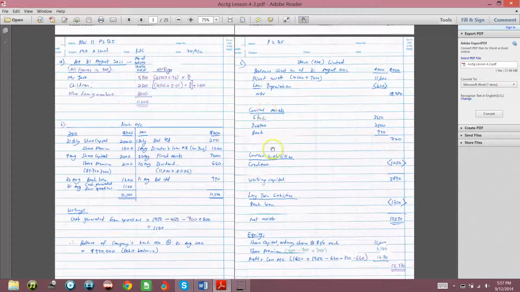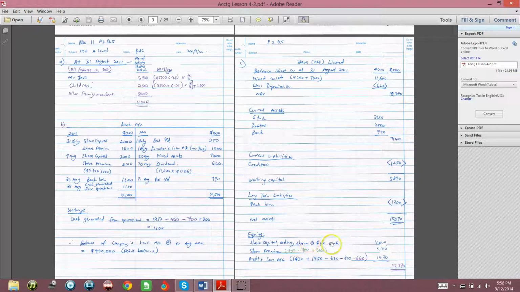Fixed asset, current asset minus current liability. Then current asset minus current liability is working capital. Then I minus long-term liability, and I get my net asset. Net asset should balance with equity, so this side will be equity. Okay, now I do up the easy figures.